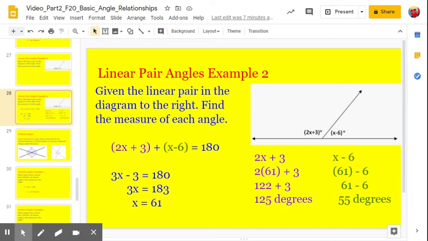Then if I asked you to tell me what's the measure of the acute angle, well, the acute angle is the one that's less than 90, so that would be this one on the right. You substitute the 61 in for x and get 61 minus 6, and you end up getting 55 degrees. If I said find the measure of the obtuse angle, well, you know it's this angle. So then you would simply substitute 61 in for x and simplify that, and you get 125 degrees.